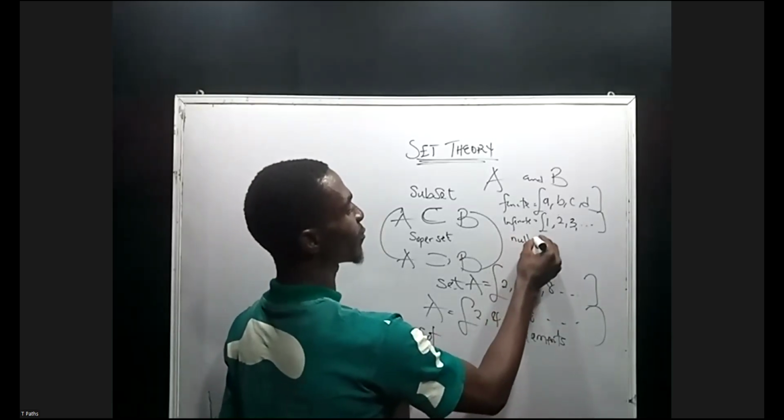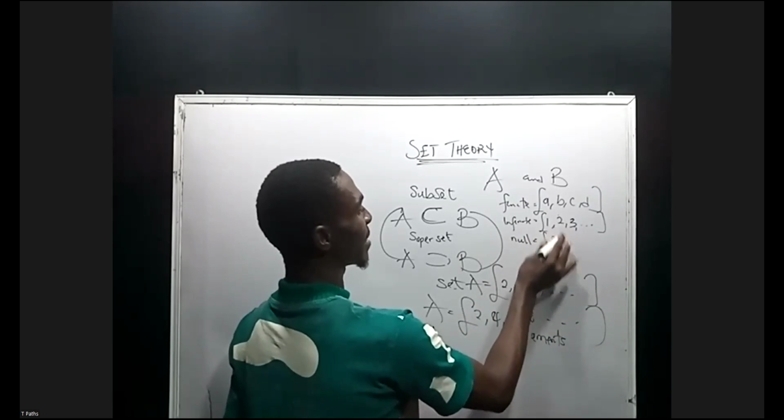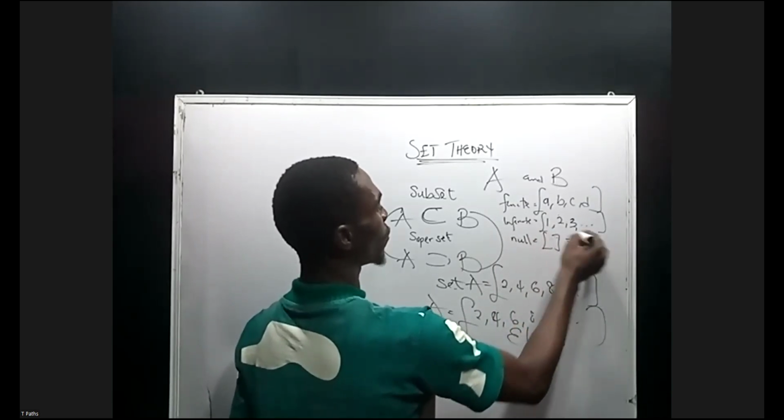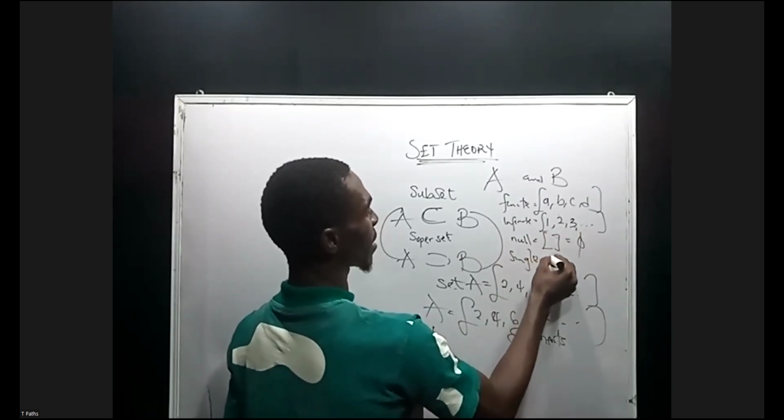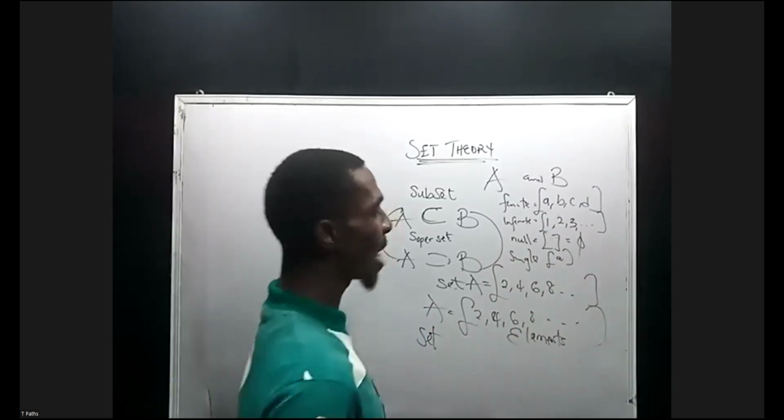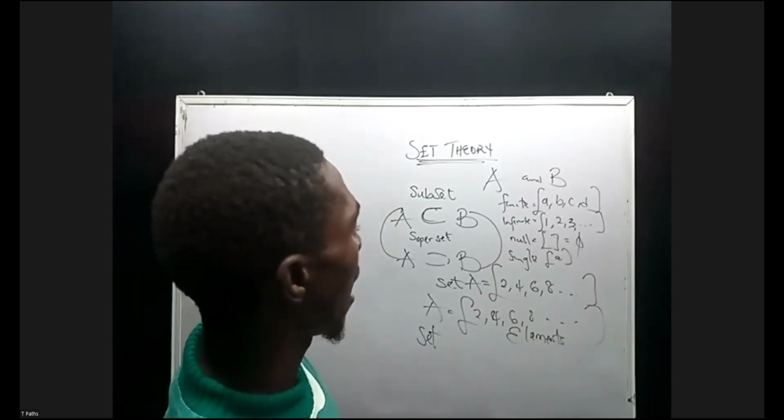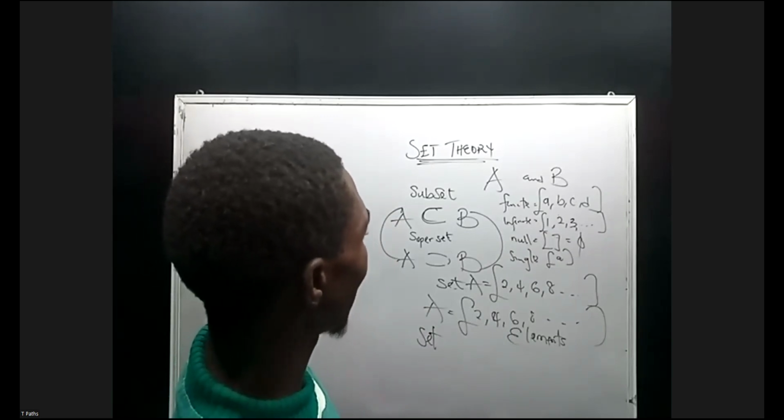We also have other types of sets. We have the null set, which is an empty set, always empty. We also have the singleton set, which is a set with just one element.